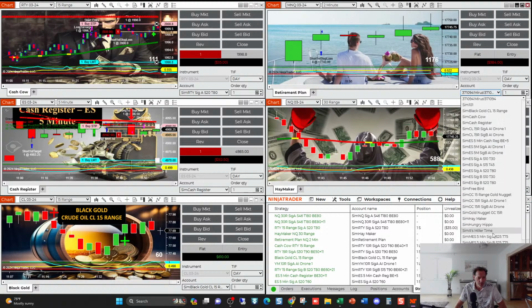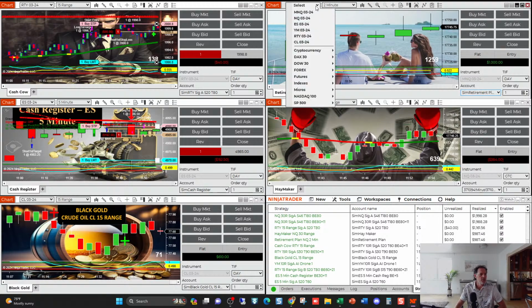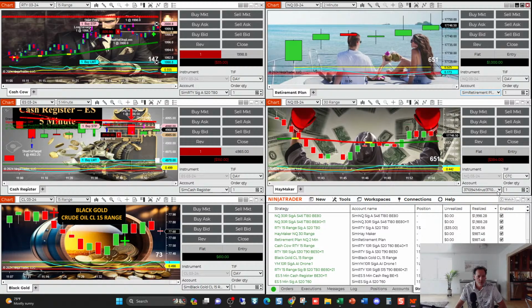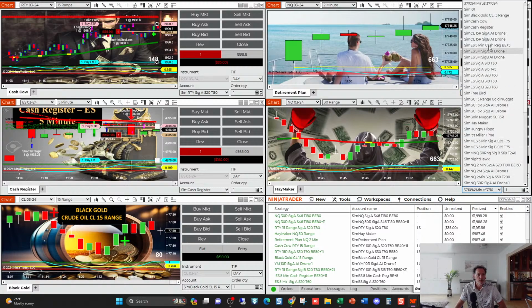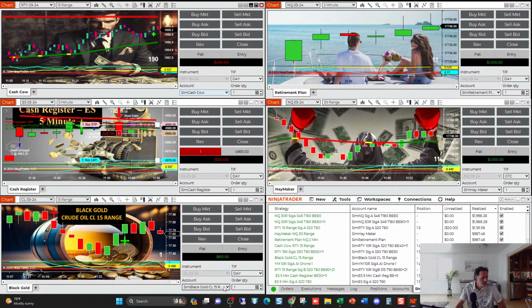So the retirement plan is where I usually keep this one. 2-minute NQ Haymaker, usually keep that here. And cash cow, cash register's in a trade right now, and black gold. So that's kind of how they shook out today.